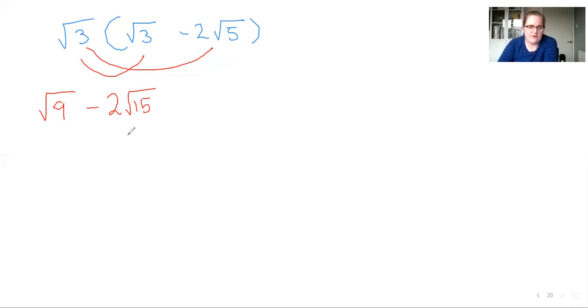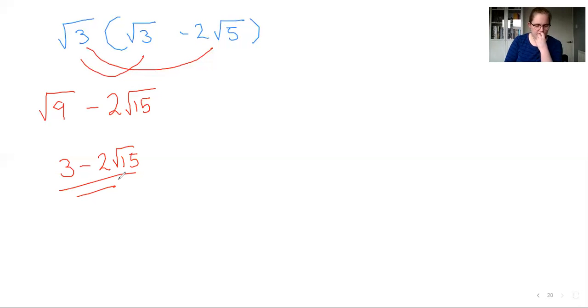Then we look at them. Can we simplify them? Yeah. Okay, so root 9 can become 3. 2 root 15 we can't simplify, so it would be 3 minus 2 root 15. So you can start to see the process of expanding the brackets. It's not too complicated. I'm going to go through a couple more examples, and then we're going to go on to expanding some double brackets, just to make it a little bit more different.